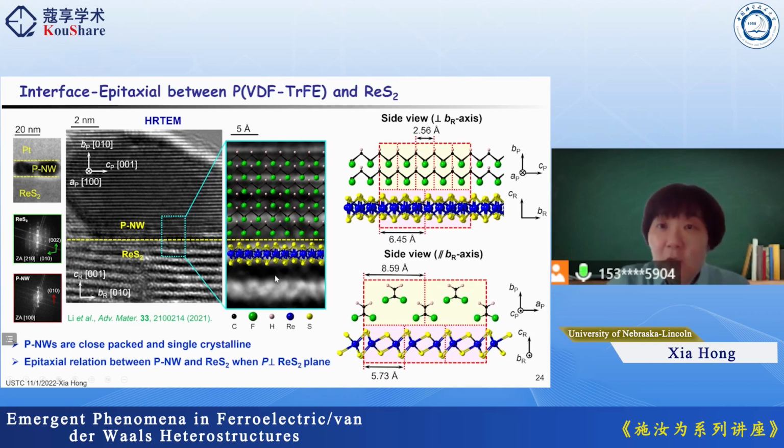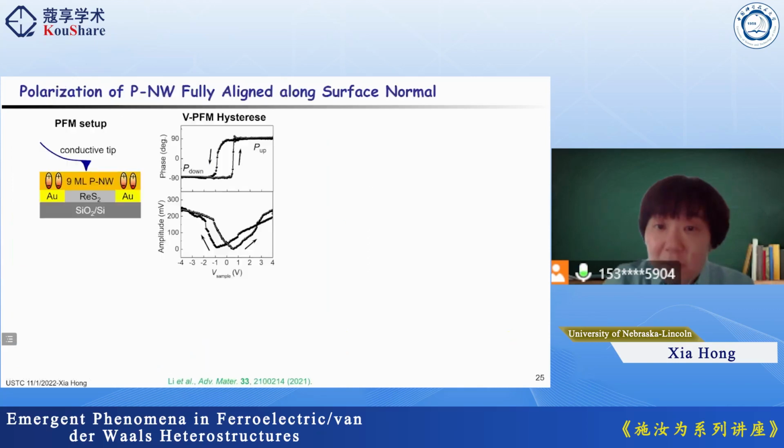If you take a closer look at the interface, we see that the PVDF nanowire forms an epitaxial relation with the rhenium disulfide. They are lattice matched. Because of this lattice match, the polar axis of PVDF forms perpendicular to the sample plane. This is very unusual, because most polycrystalline samples prefer a 30-degree alignment. That means the polarization of this PVDF nanowire would be much higher.